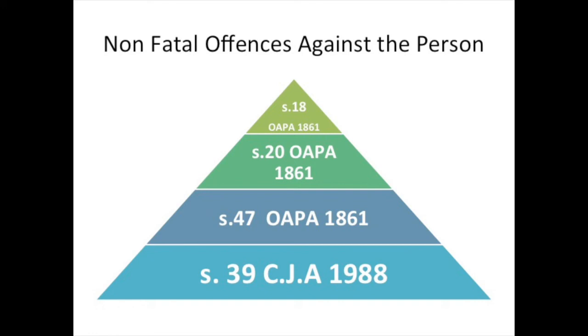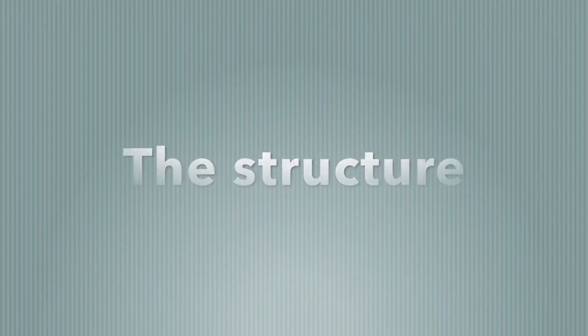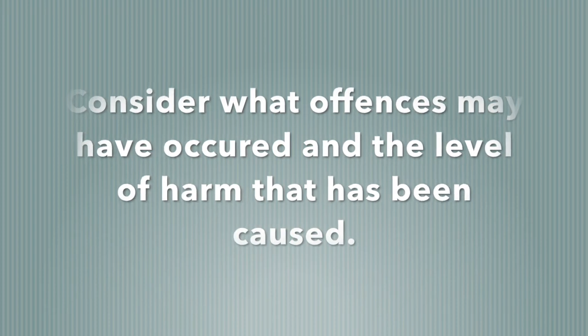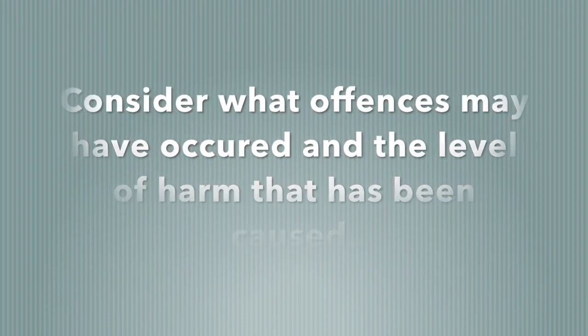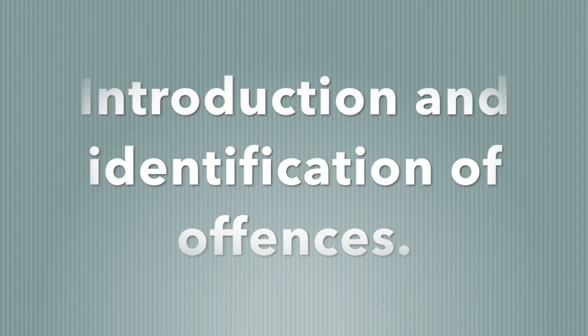Now let's go on and put together our answer to the scenario that was presented at the start. The order of the structure within this video presentation will be as follows. So we will begin with considering what offences may have occurred and the level of harm that's been caused. And once we've decided what level of harm has been caused, we can then think about our pyramid of liability and choose the most appropriate offence or offences. So in our introduction, we'll identify those offences.